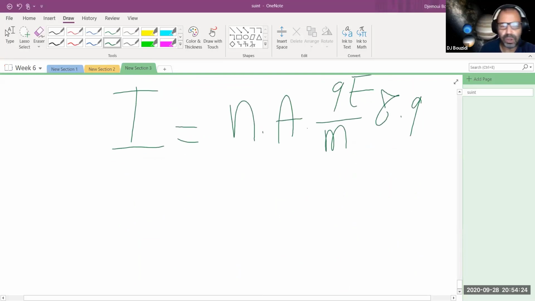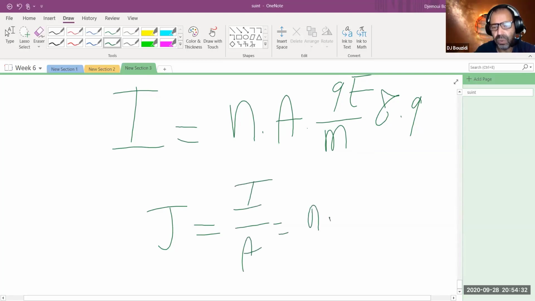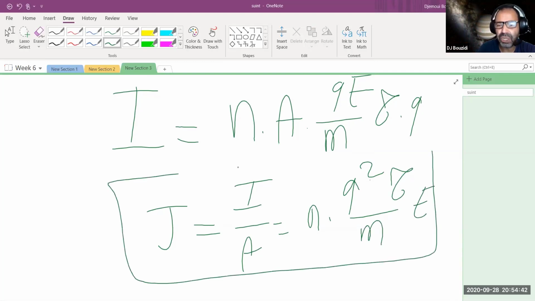So first of all, the current density J, which is just I over A, that means A cancels, is equal to N times Q squared times tau divided by m, times E. Contrast that with the expression of Mr.